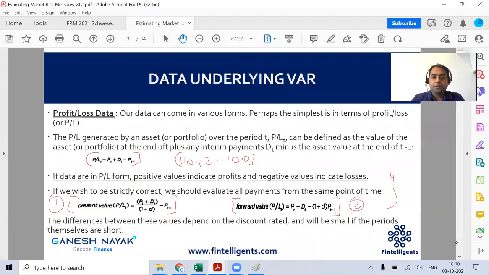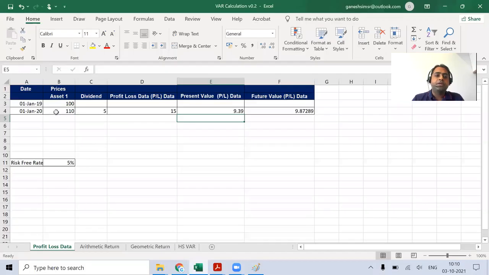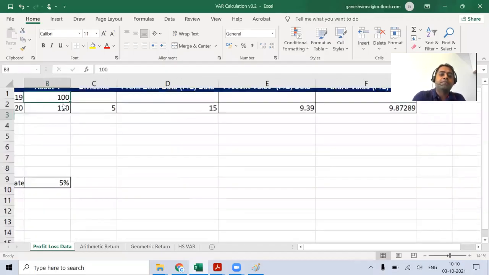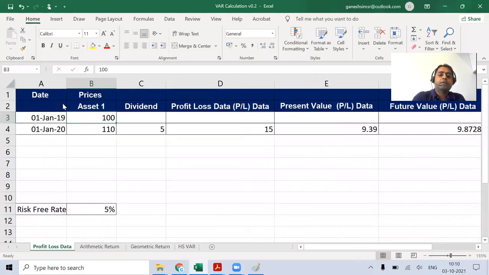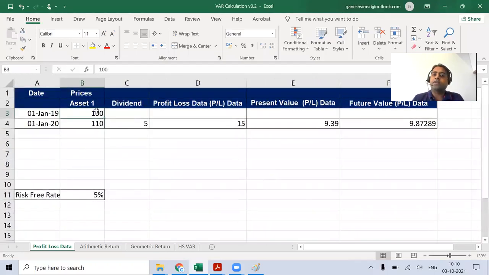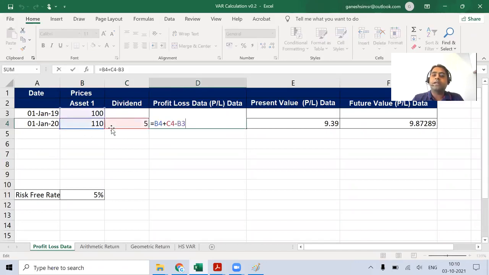Fairly simple. I'll show you one number in Excel, a very simple calculation, just to make sure that everybody is on the same page. Suppose at time 0, we had $100. At time 1, we had 110, plus we got $5 on the same date after 1 year. So the normal method is to take 110 plus 5 minus 100. That's the first basic method.